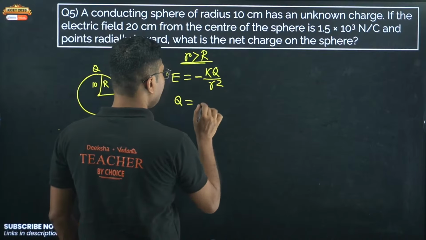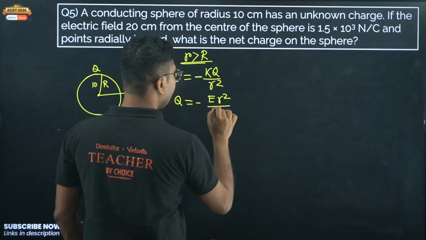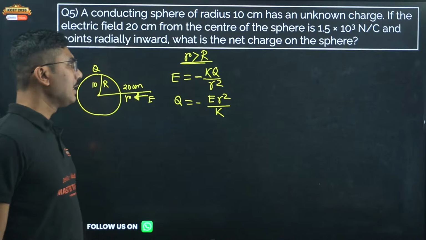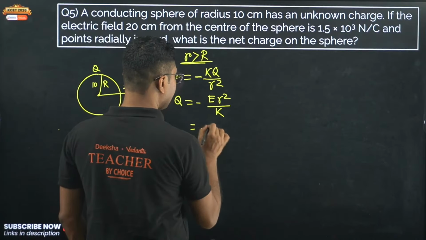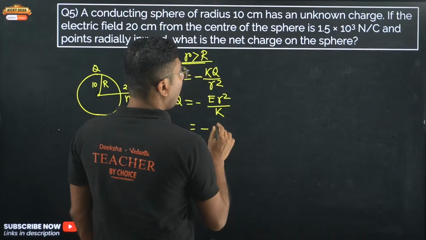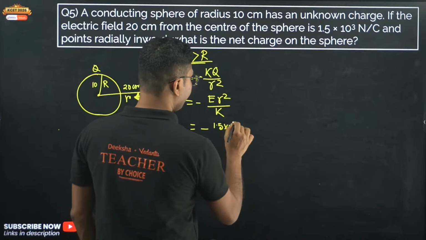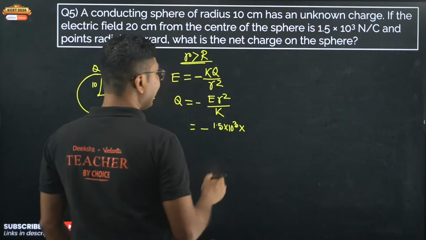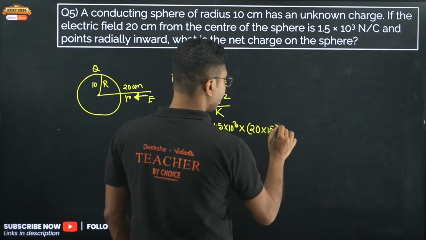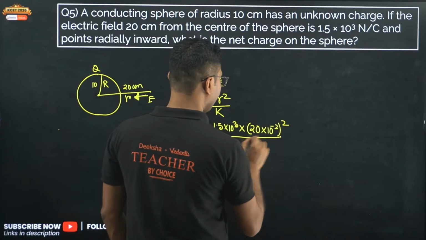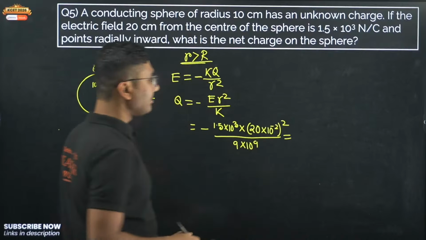So what is the net charge? Net charge will be minus E R square divided by K, that is equal to 1.5 into 10 to the power of 3 into 20 centimeter, 20 centimeter means 20 into 10 to the power of minus 2, whole square, divided by 9 into 10 to the power of 9. Now simplify this and tell me the answer.